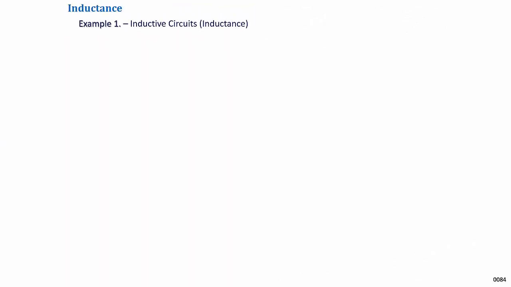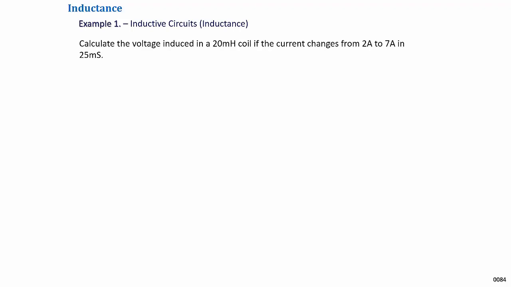The following example is in the accompanying workbook, Inductive Circuits, Inductance. Here we are required to determine the magnitude of the induced voltage in a 20 millihenry coil if the current changes from 2 amperes to 7 amperes in 25 milliseconds. We know the induced voltage is equal to the size of the inductor multiplied by the rate of change of current. The minus sign is generally ignored when carrying out the calculations.